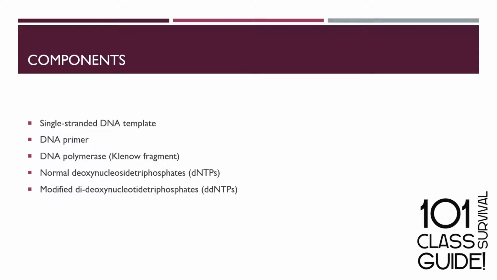into single-stranded DNA templates, DNA primers, and the Klenow fragment, which is the DNA polymerase I isolated from E. coli, but it only exhibits the 5' to 3' polymerase activity and 3' to 5' exonuclease or proofreading activity, but it lacks the 5' to 3' exonuclease activity. So that is why it is known as the Klenow fragment and not just DNA polymerase I. Normal dNTPs, which are A, T, G, C, and modified ddNTPs, which are modified so that the chain elongation terminates as soon as a ddNTP is attached.